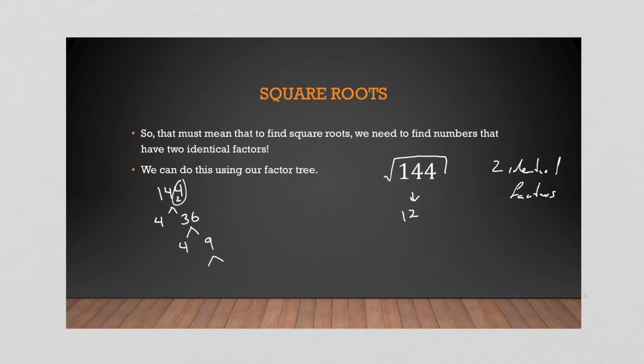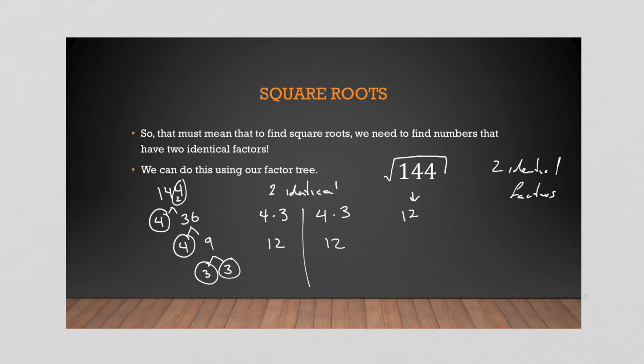And then 9 is 3 times 3. Now you might think, well, why not break those 4s down? But remember, I'm looking for two identical factors, which means I'm looking for two groups of factors. And I have one 4 and I have two 4s. So I'll put a 4 in this group and I'll put a 4 in this group. And then I'm looking for a 3 and a 3. So I'll put a 3 in this group and I'll put a 3 in this group. And you can see that that gives you 12 and 12. That gives you your two identical factors.